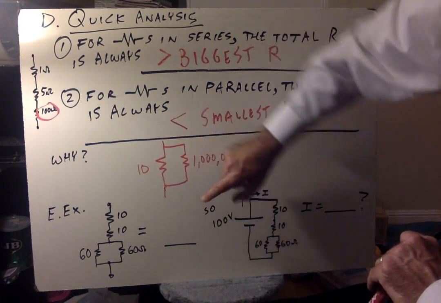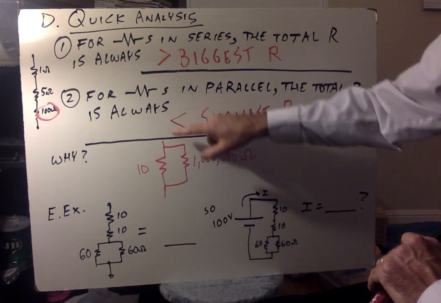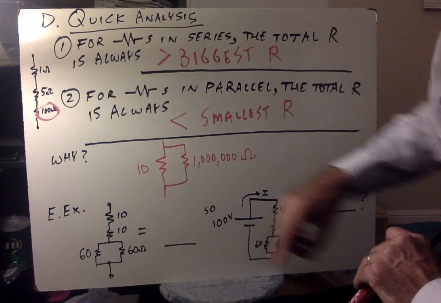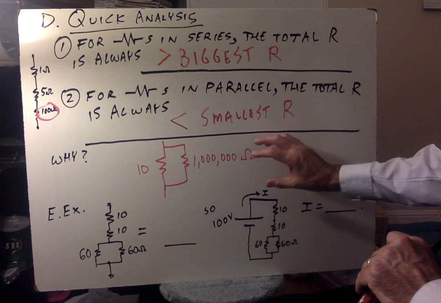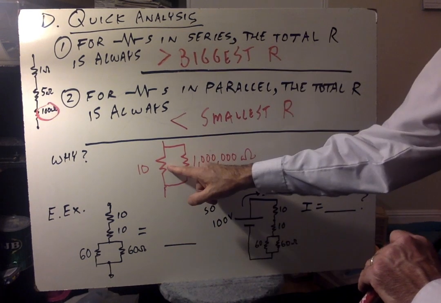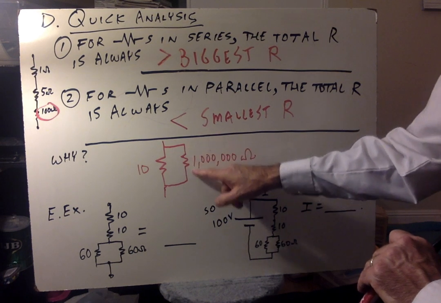And by adding this, even if it's really, really big and only letting a little bit more traffic through, it's still creating more traffic than what we started with. So anytime you add anything in parallel, you reduce the overall resistance, because the original thing that was there is still doing what it was doing before. You haven't changed it at all. You've just added another route.